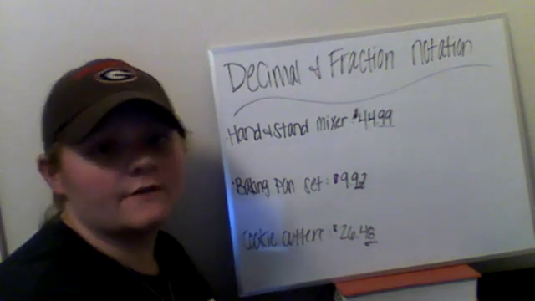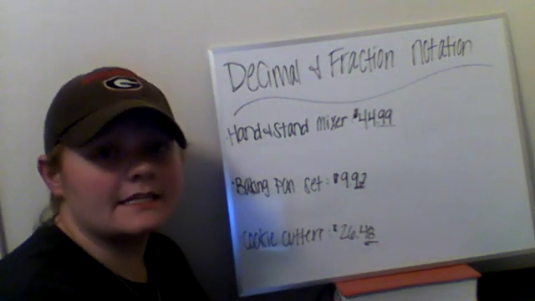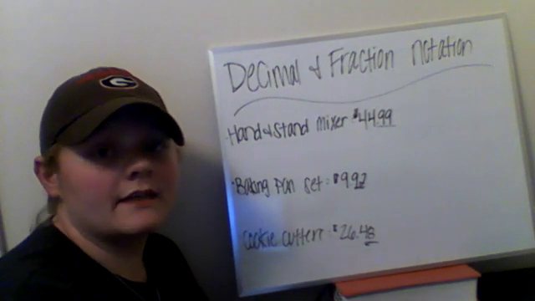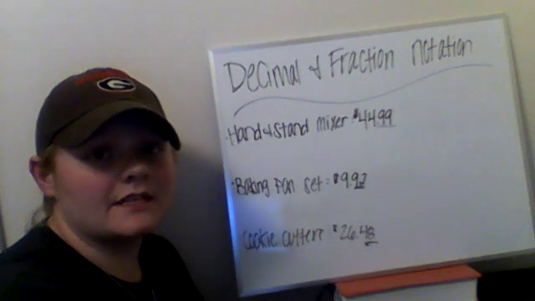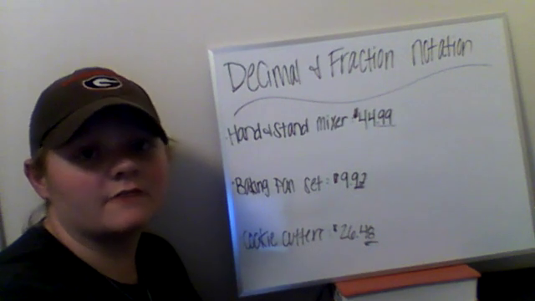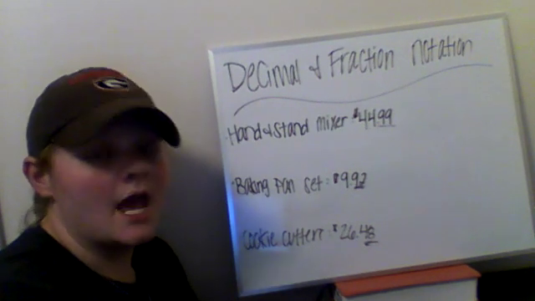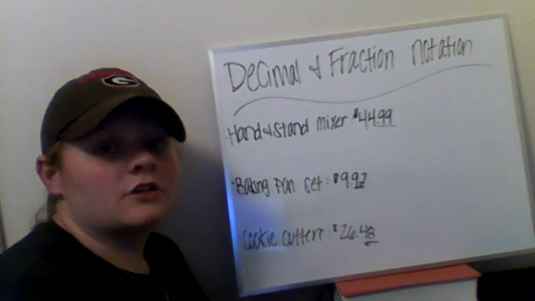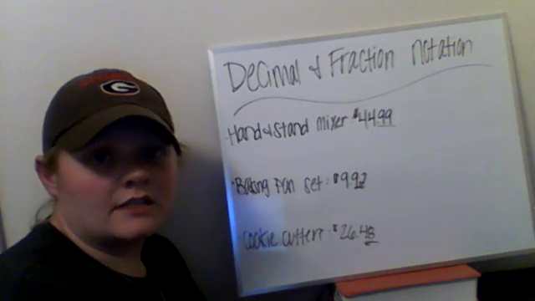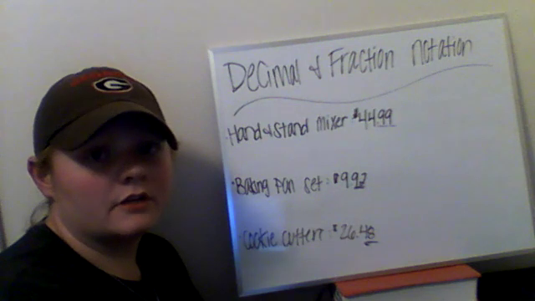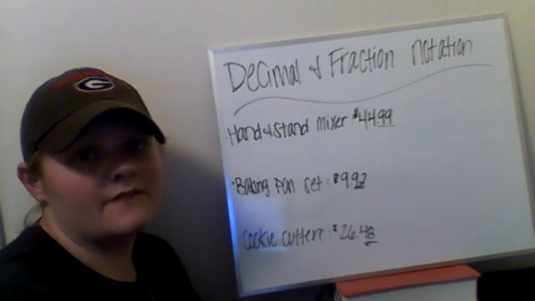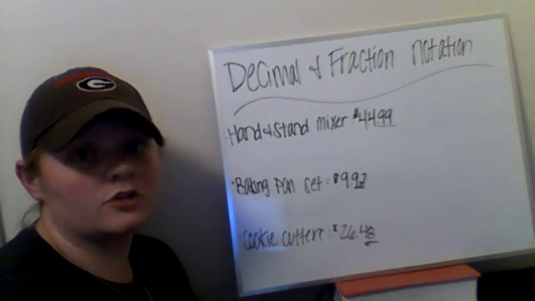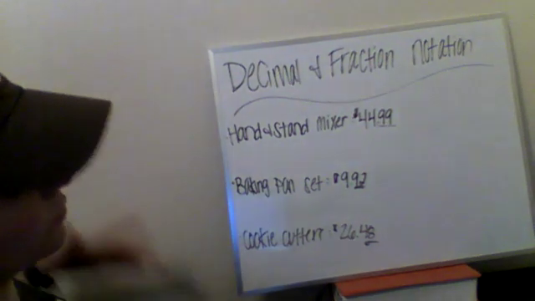What we're going to focus on is taking these decimals, or the amount of money that each of these items costs, and putting them in fraction form. I'm going to show you a couple of different ways to do this. After you watch me do both ways, you decide which way is easier for you. I will tell you which way is my favorite, but you do whichever way makes you comfortable.